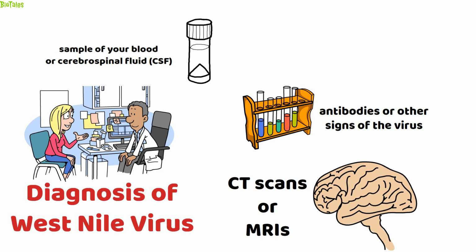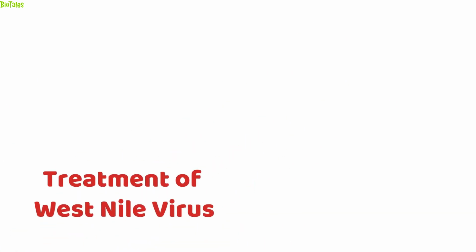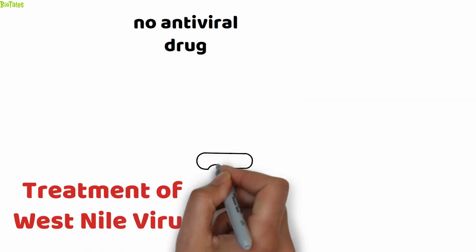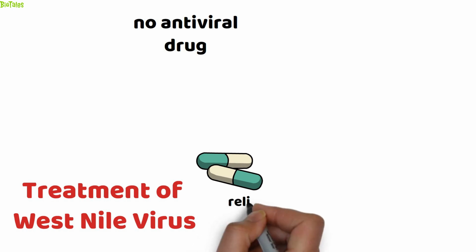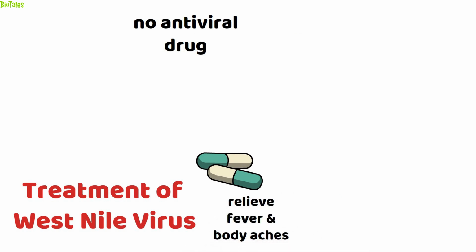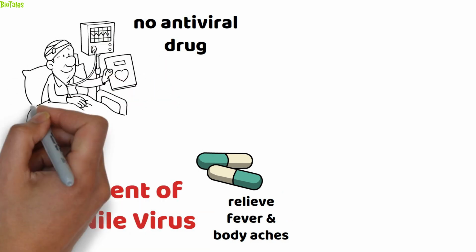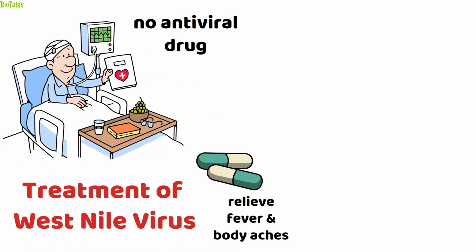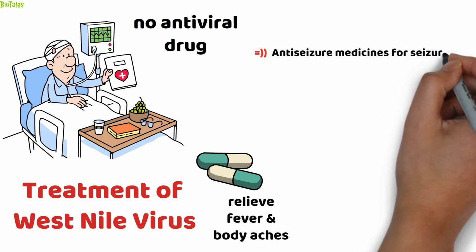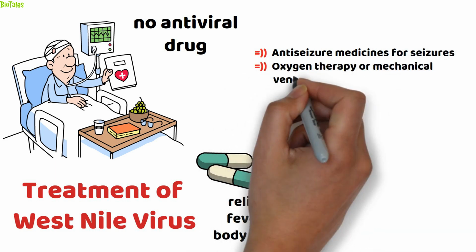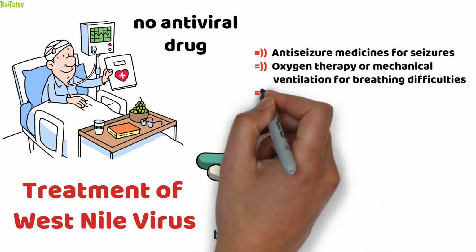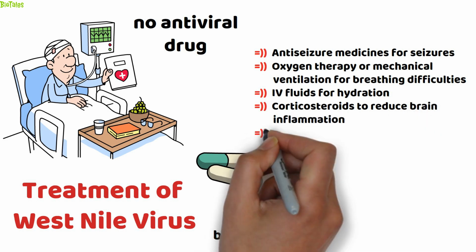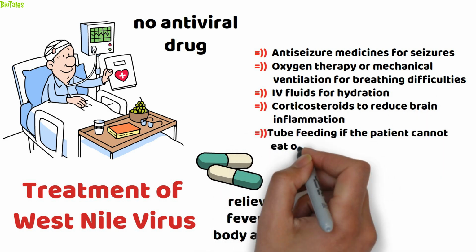Now let's see how the West Nile virus can be treated. There is no specific antiviral medication to treat West Nile virus. For mild cases, over-the-counter medication can help to relieve symptoms like fever and body aches. For severe neurological symptoms, hospitalization may be required for close monitoring and supportive care. This may include anti-seizure medicines for seizures, oxygen therapy or mechanical ventilation for breathing difficulties, intravenous fluid for hydration, corticosteroids to reduce brain inflammation, tube feeding if the patient cannot eat on their own.